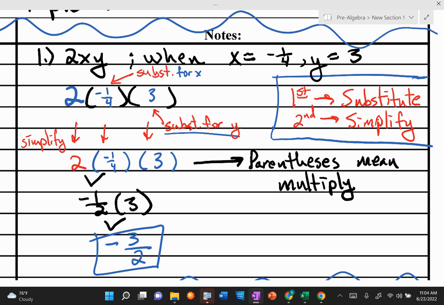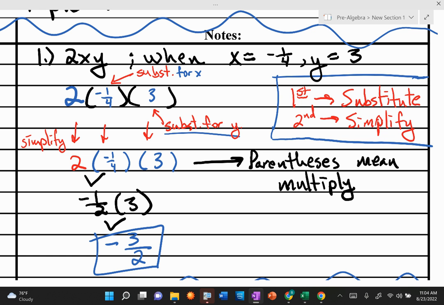Your notes have a date on them, and they have the topic on there, Lesson 1-1. You will keep these in your 3-ring binder in order of the date and the lesson. That will help you stay organized.